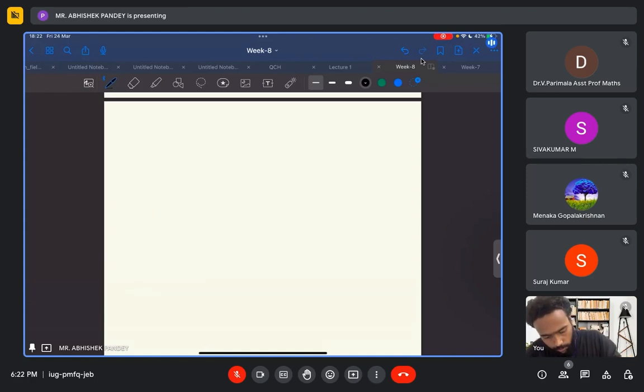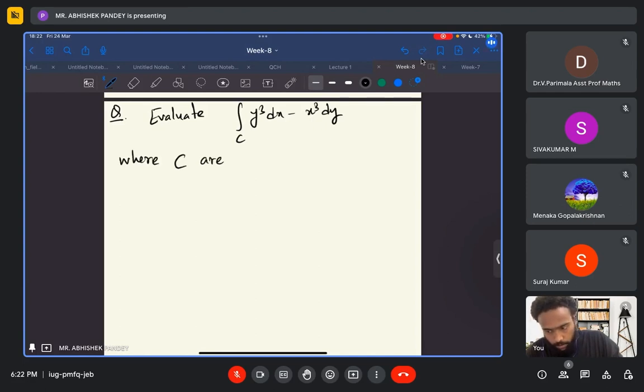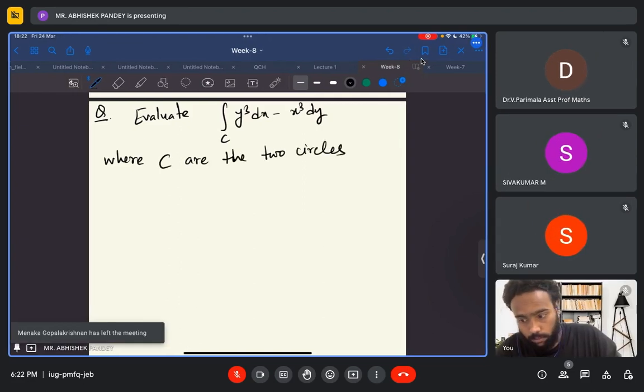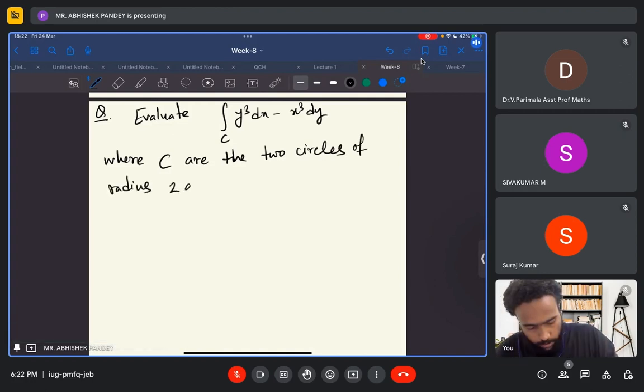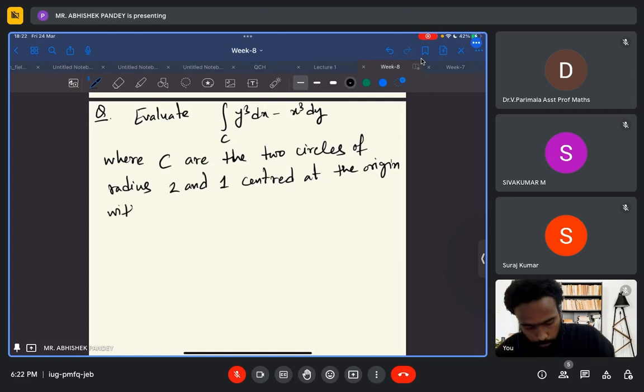Okay, so the next question is: evaluate the integral over C of y cubed dx minus x cubed dy, where C are the two circles of radius 2 and 1 centered at the origin with positive orientation.